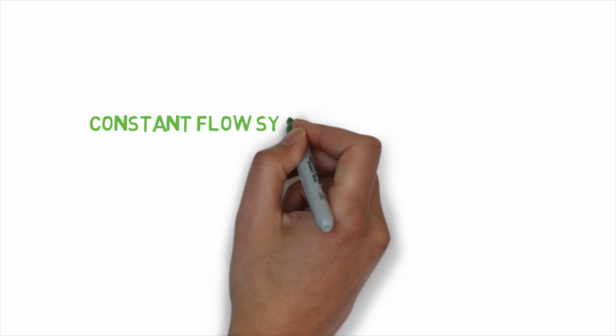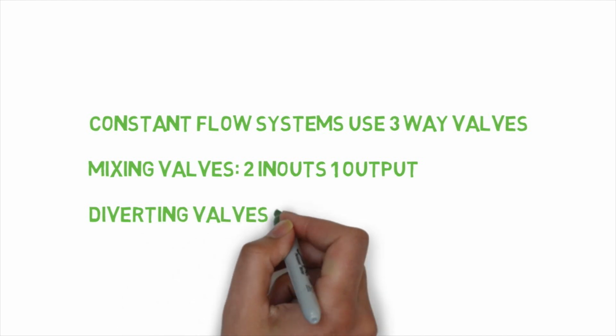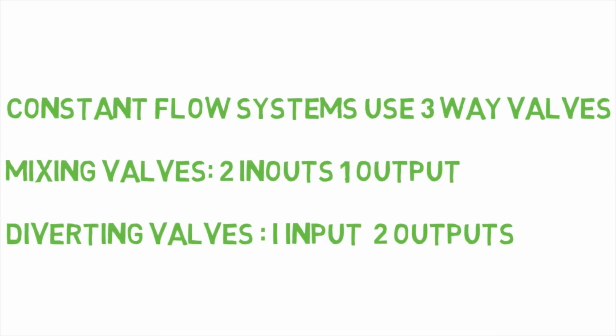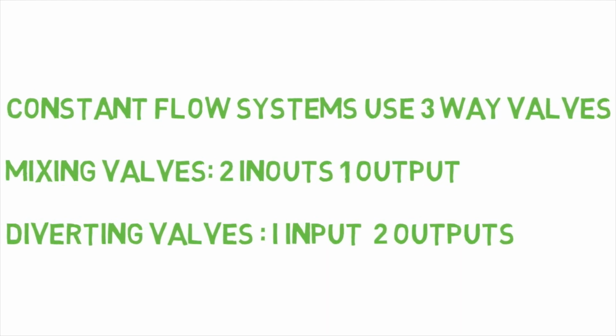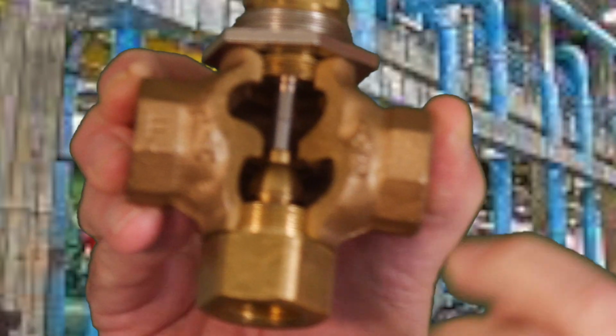We see three-way valves in HVAC systems primarily on constant flow systems. So there are two types of three-way valves. There's a mixing valve, or sometimes called a blending valve, which has two inputs and one output, or a diverting valve, which has one input and two outputs. So with the diverting valve, you're coming in one port and you can go out either one, where with the mixing valves, you can have two inputs and one output. Here's your mixing valve right here, and you can see you're coming in A or B, and you're coming out AB. A or B and out AB.